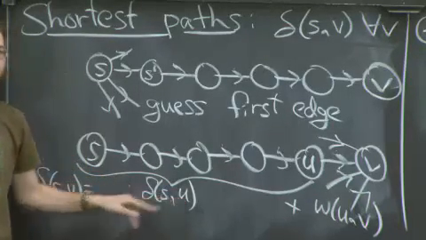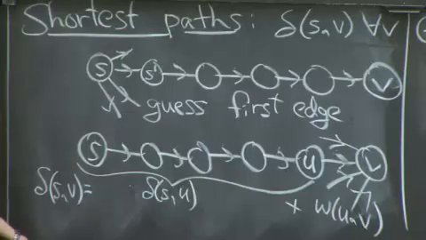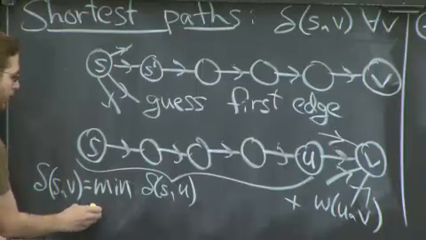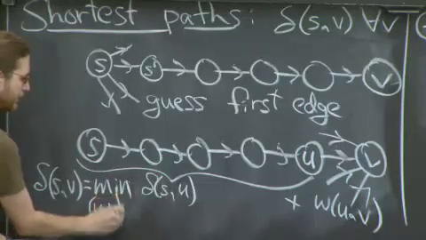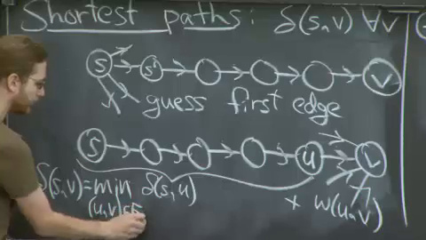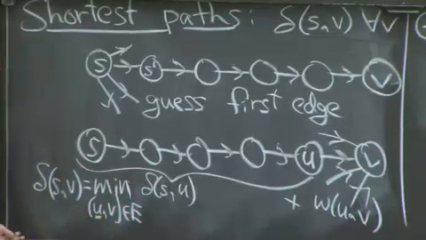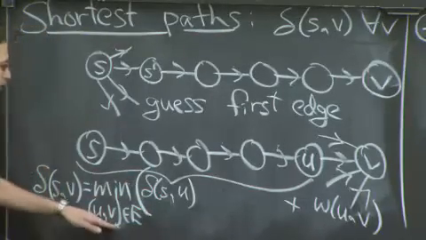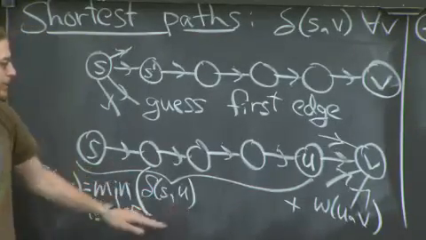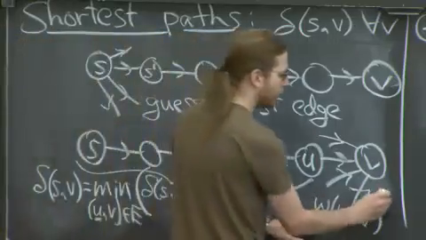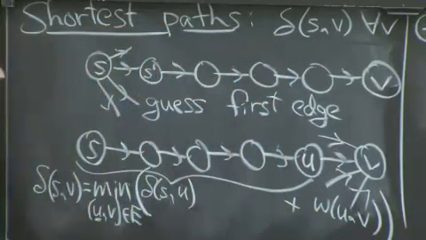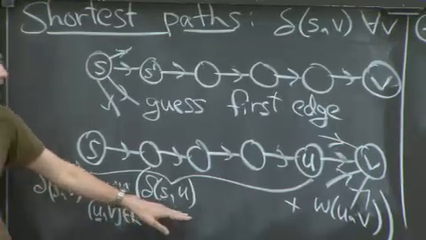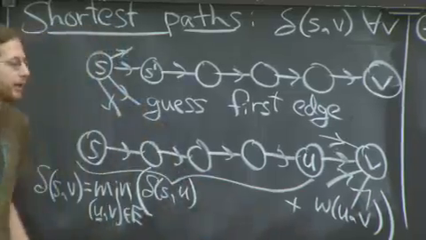And that should hopefully give me delta of S comma V. Well, if I was lucky and I guessed the right choice of U. Now, in reality, I'm not lucky. So I have to minimize over all edges UV. So we're minimizing over the choice of U. V is already given here. So I take the minimum over all edges of the shortest path from S to U plus the weight of the edge UV. That should give me the shortest path, because this gave me the shortest path from S to U. Then I added on the edge I need to get there.